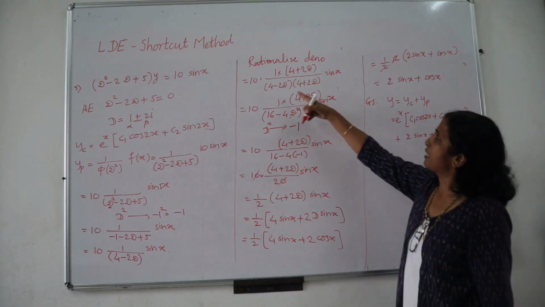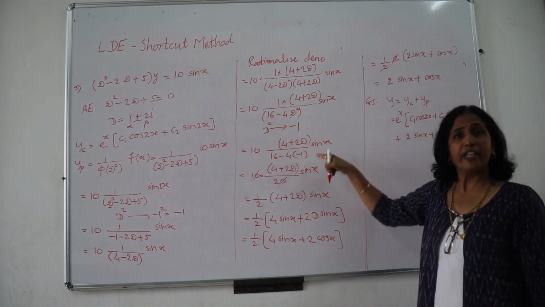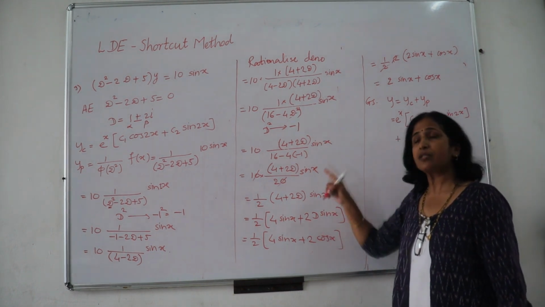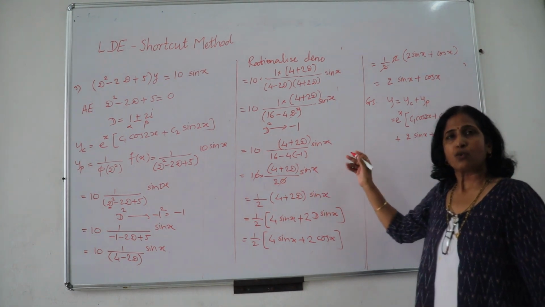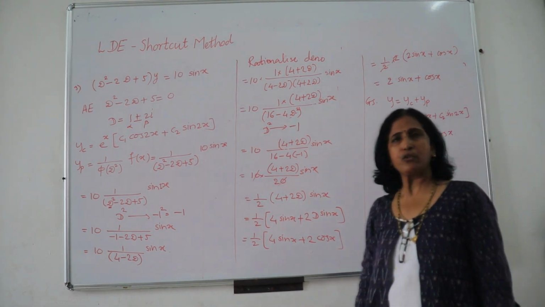Whenever you are doing rationalization, first of all remember the denominator should be simplified first, and only then you pay attention to the numerator. Okay, so I hope I have explained to you the 3 different situations.